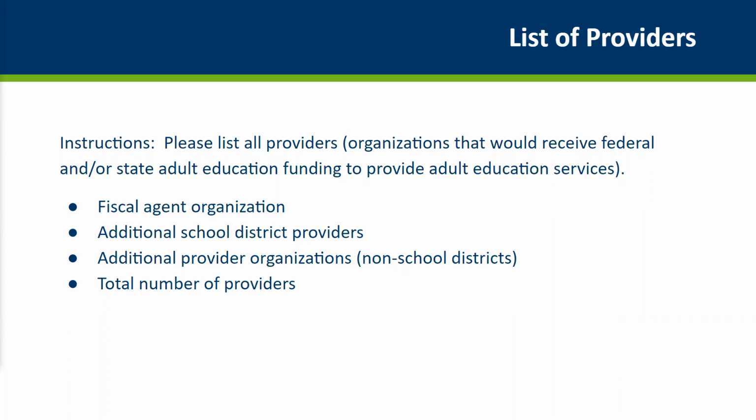And then it's important in this list to have a total number. So the fiscal agent is always one. Every application will have at least one provider. Some applications will have only one, but many applications will have more than one. So the fiscal agent plus any additional school district providers plus any additional non-school district providers should be the total.